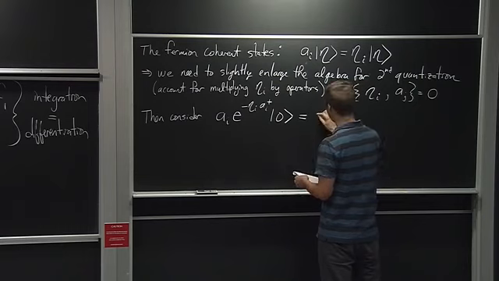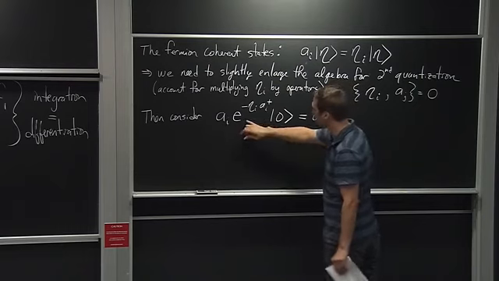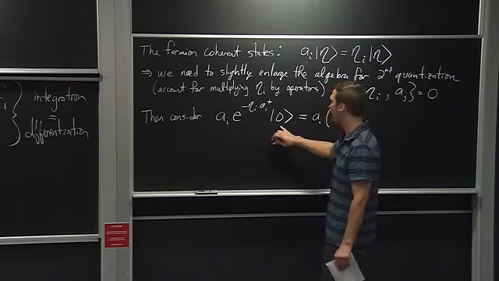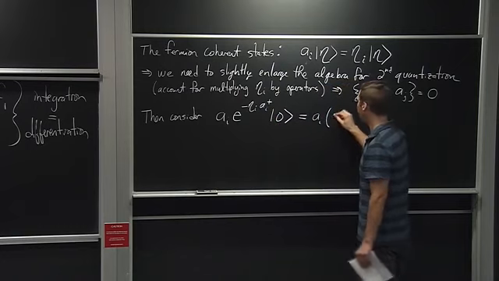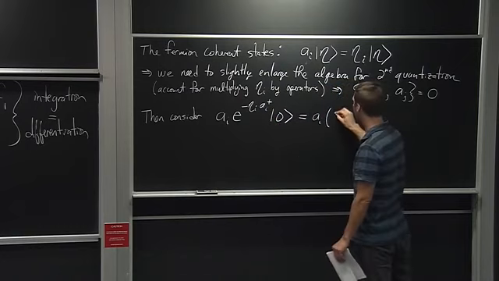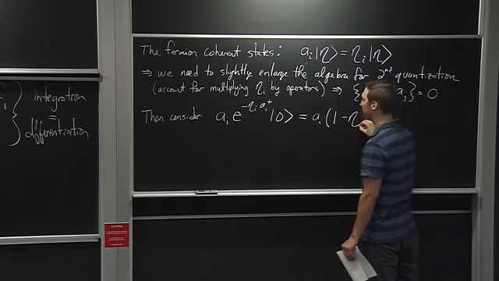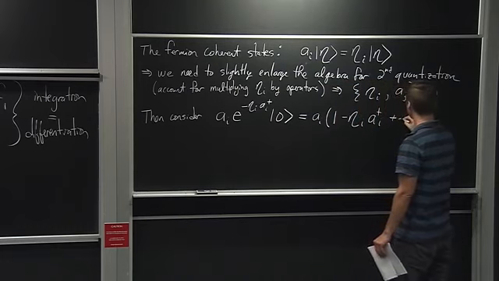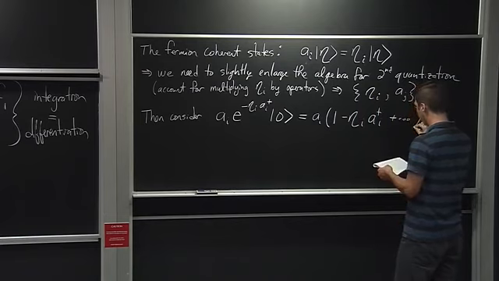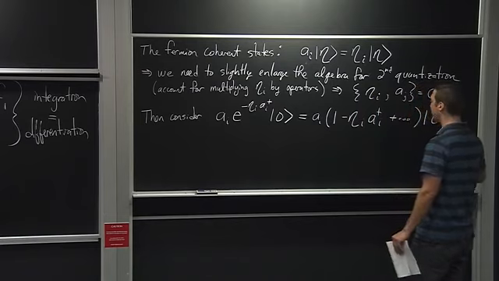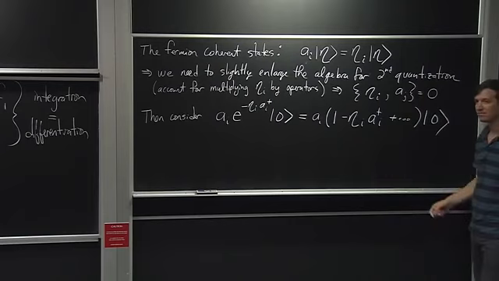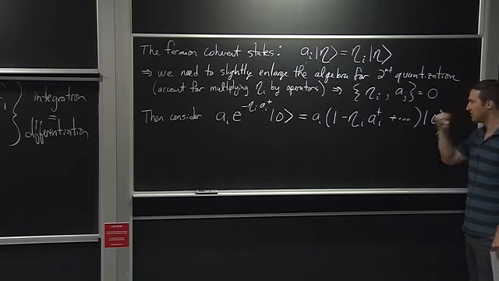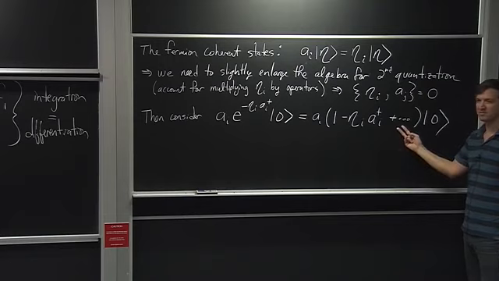But in order to see how this function operates on the vacuum, I expand the exponential out, so I should get 1 minus eta a dagger operating on the vacuum state. Okay, so I just expand the exponential. What about all these higher order terms? Why are they 0?